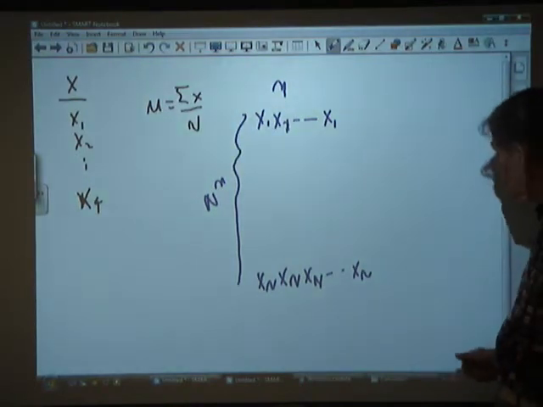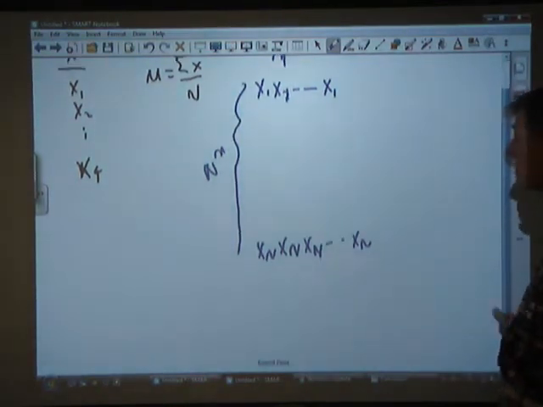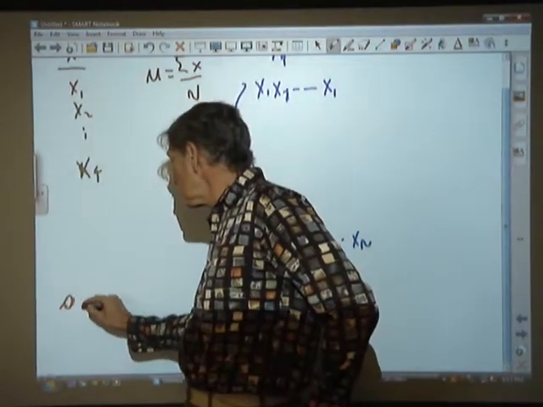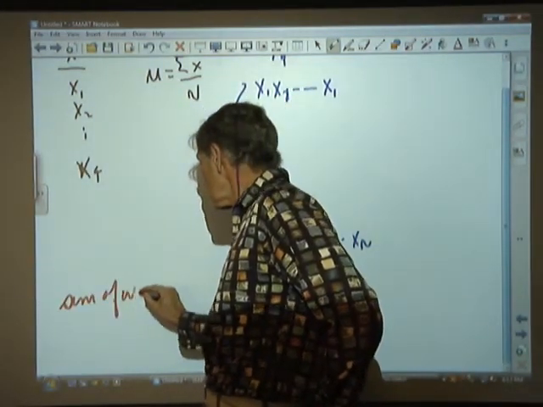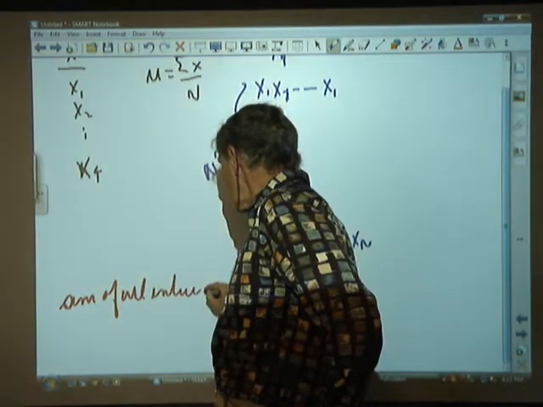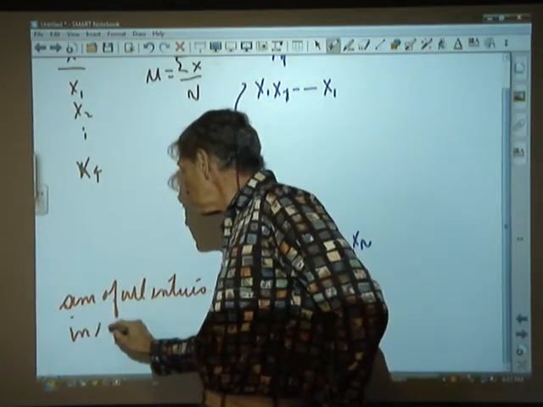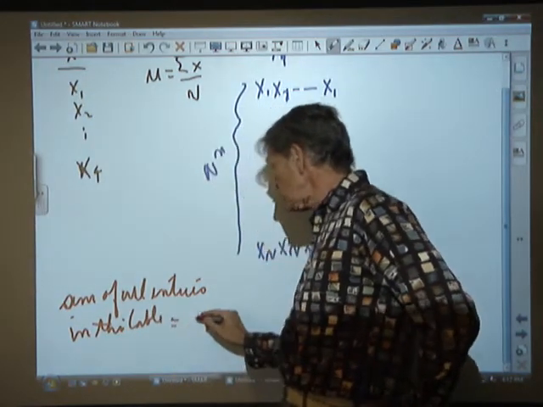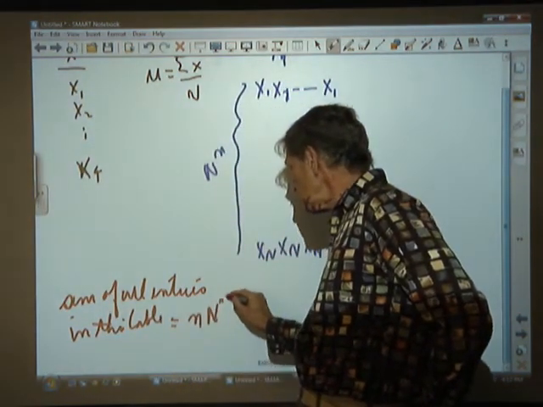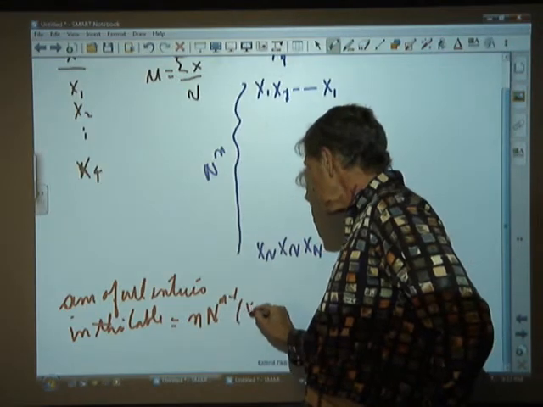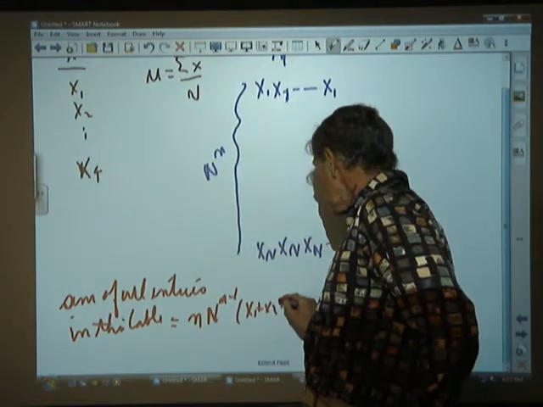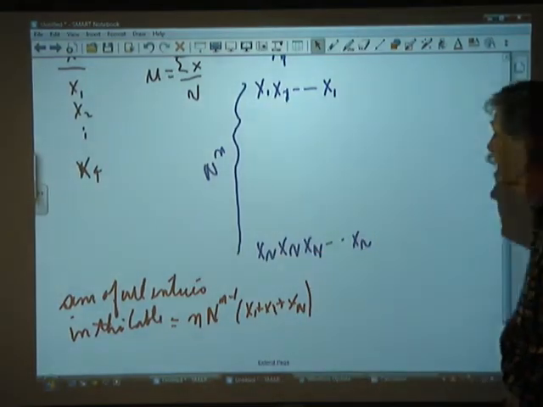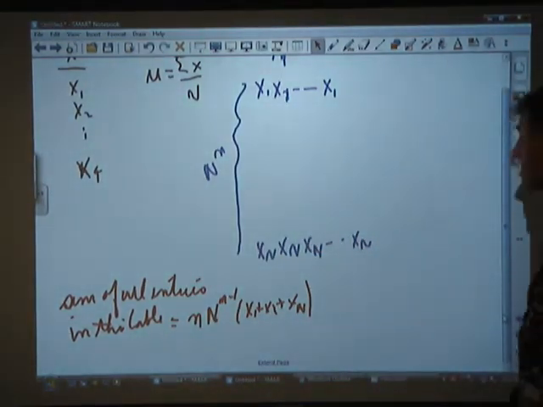Then we established that if we added up all of the entries in this table, the sum of all entries in the table was equal to n times N to the n minus 1 power times x1 plus x2 plus all the way up to xN. Now let's see how that relates to the sample means.